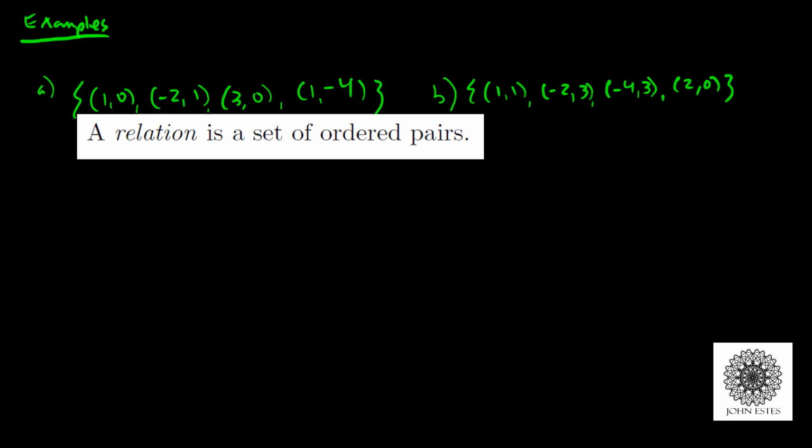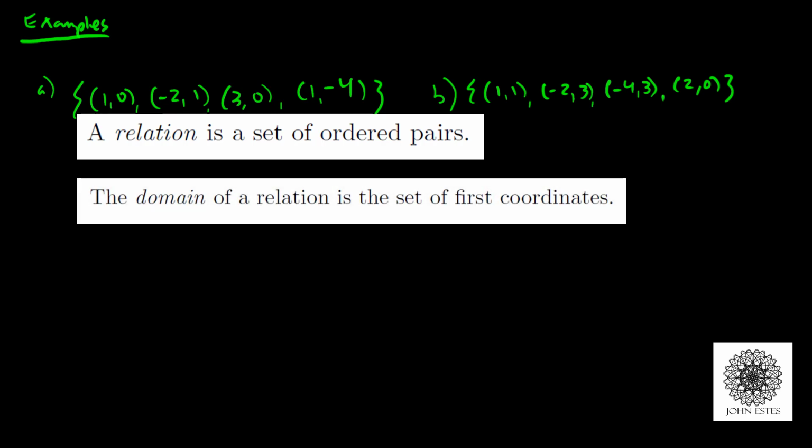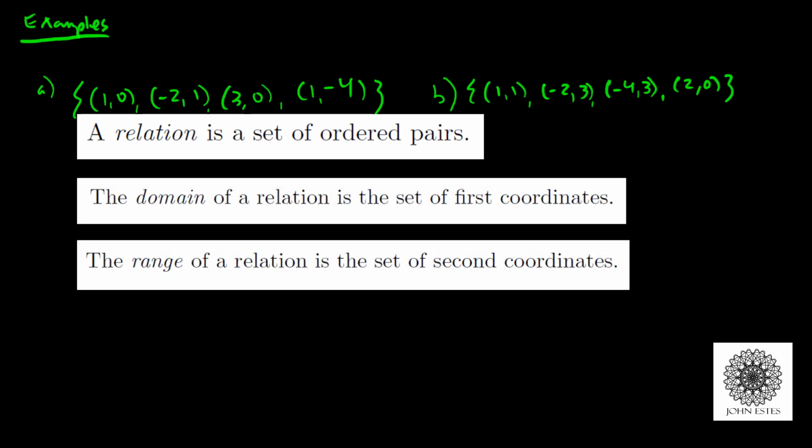All right, now the thing is that the first coordinate for each one of these ordered pairs is related to the second coordinate, and that's why we call it a relation. Now for the domain, we mean the set of all those first coordinates. And then for the range, we mean all of the second coordinates.